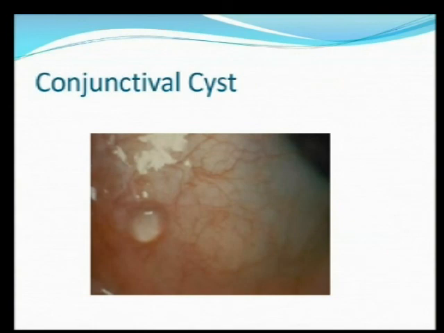Conjunctival cyst, you will see, and most of the time it's not a big deal. They can appear on the bulbar, the palpebral, or even the conjunctival sac. And it's usually caused by a blockage in one of the accessory lacrimal glands. Now in this case here, you can see it's filled with a clear fluid.